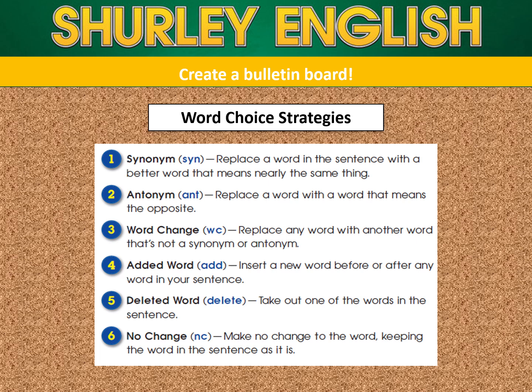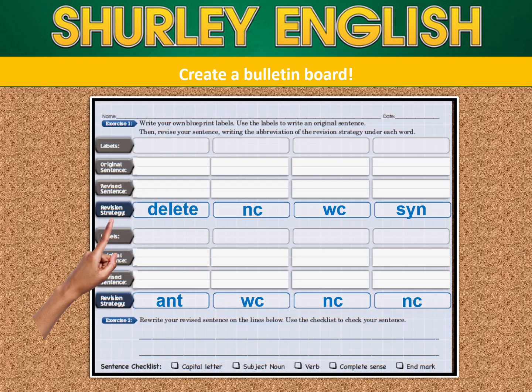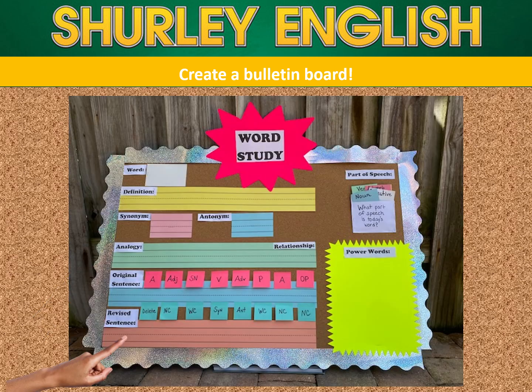Then, use these word choice strategies to strengthen or change the sentence: synonym, antonym, word change, added word, deleted word, or no change. You can determine which strategies to use to improve the original sentence, just like you teach your students on this page in their workbooks. Then, write it in the revised sentence space.